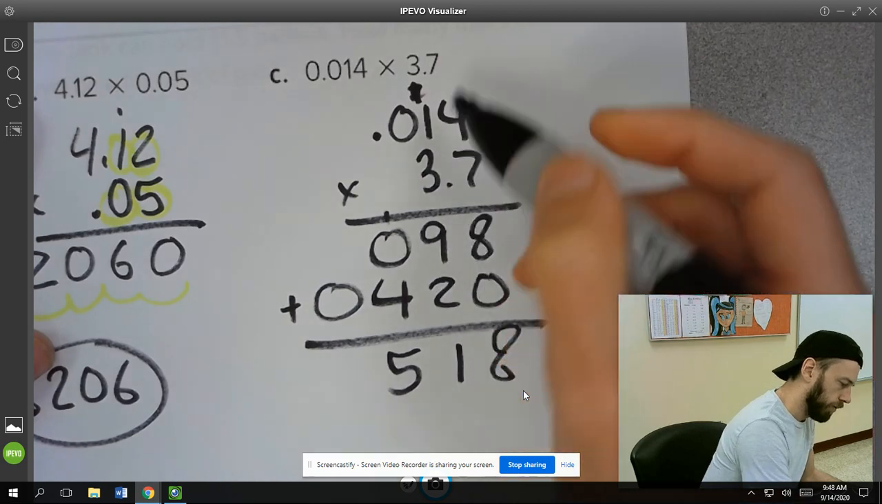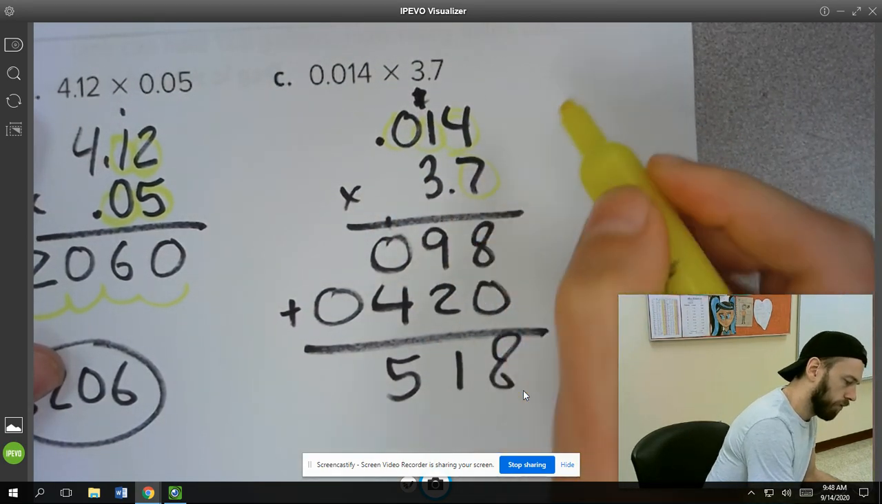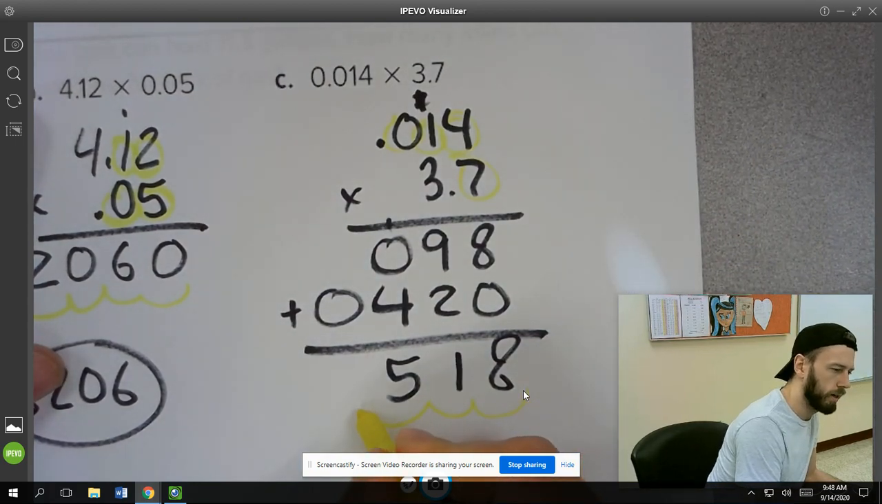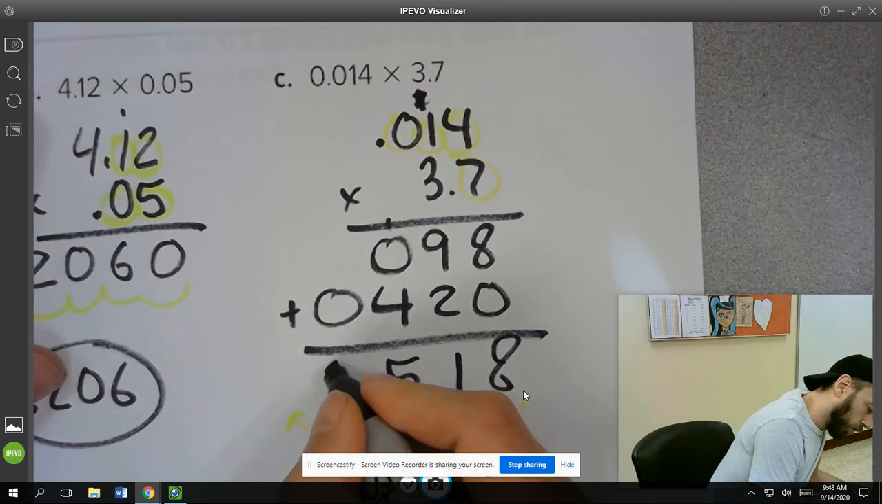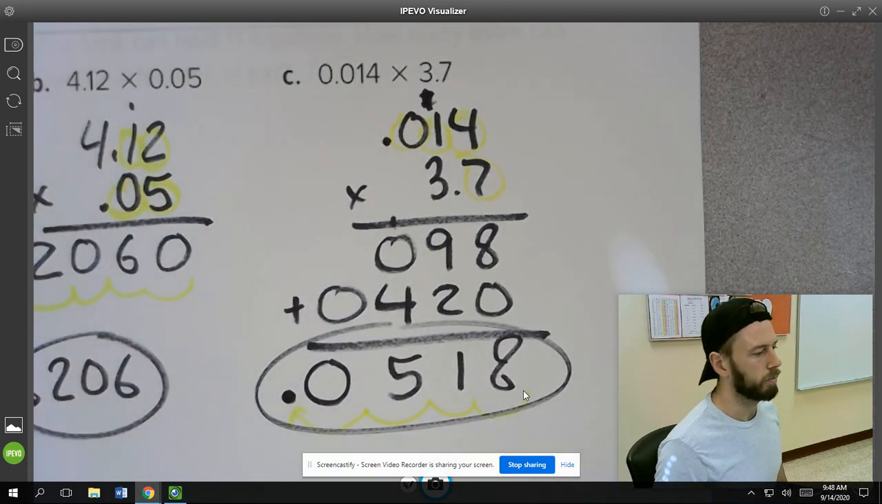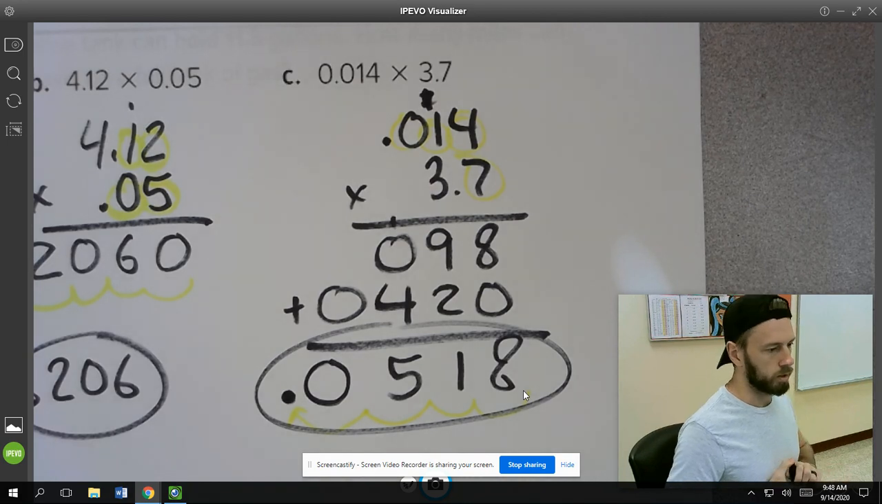518. And we've got to move our decimal place 1, 2, 3, 4 total places. So we go 1, 2, 3. Oh, there's nothing there, but I still have to move to the 4th place. If there's nothing there, I'm going to go ahead and put in a 0, place my decimal, and there's my answer. 518 10 thousandths for question C.